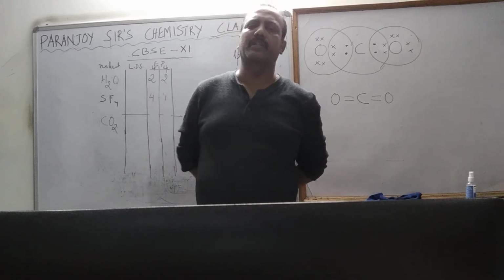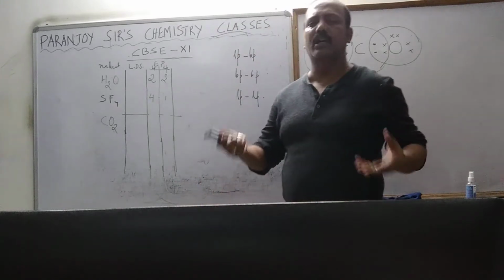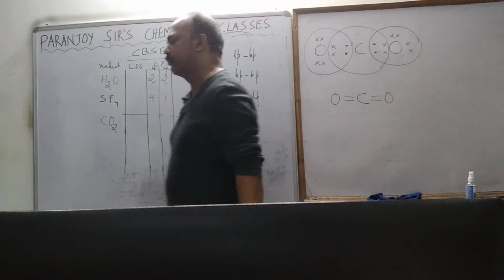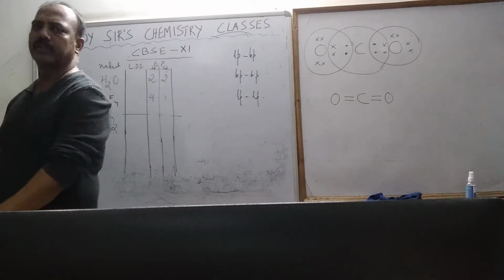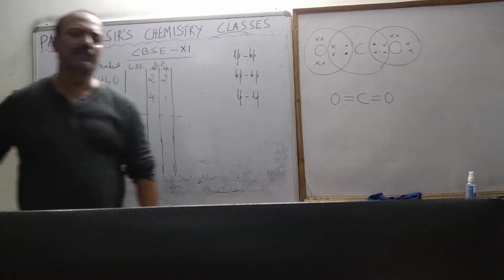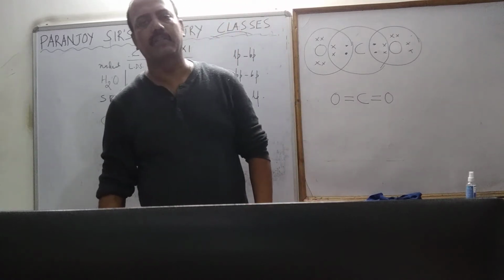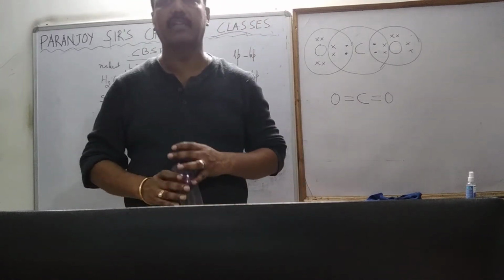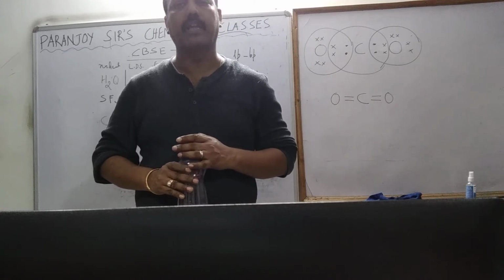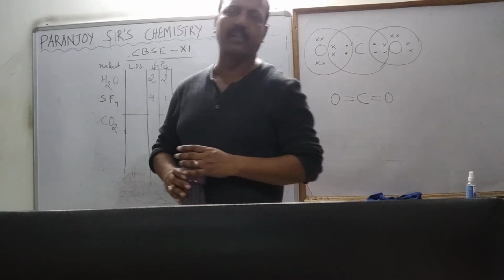And if 2 pairs are there, what should be the geometry? Linear. Very good. So it is linear, right? There is no lone pair in carbon dioxide. Carbon में कोई lone pair नहीं है. Okay. So simply it is linear.